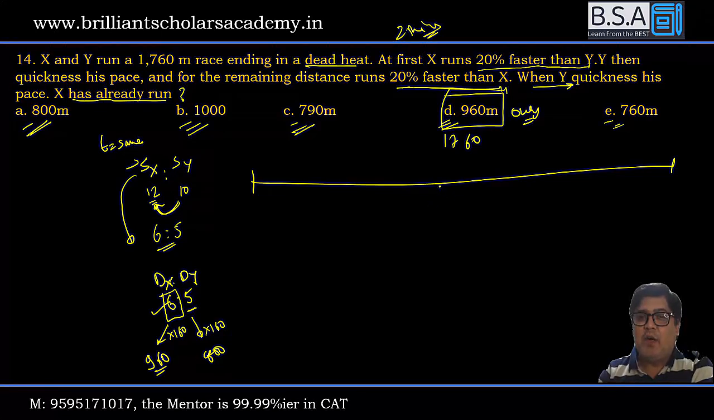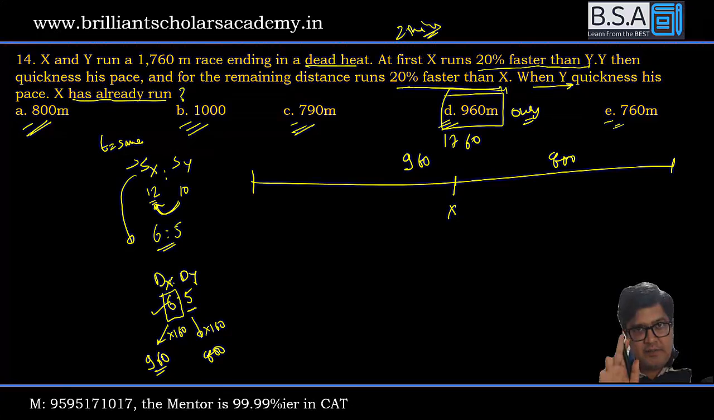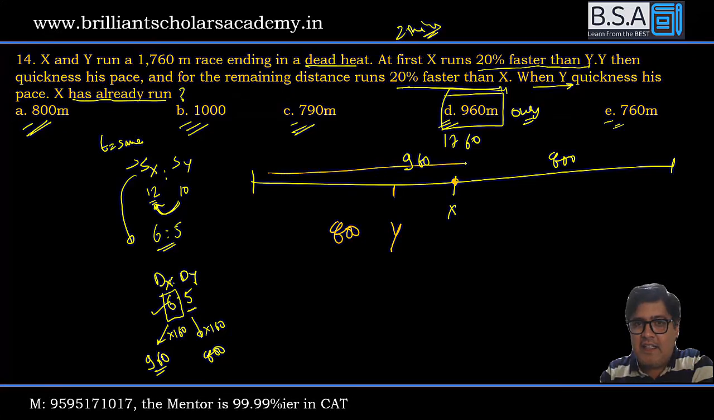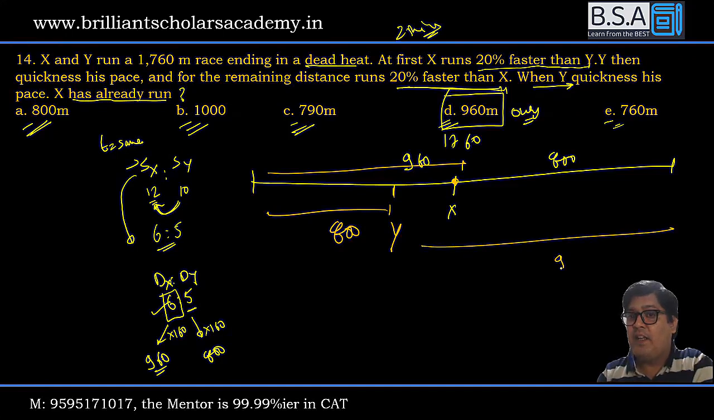X has traveled 960. This is your X. So what is the gap in front of X? 800. How much has Y traveled? Please understand. Y has traveled 800 meters at this moment. At this moment, X is here at 960 meters, Y is here at 800 meters. What is the distance in front of Y? It is 960. Follow this.